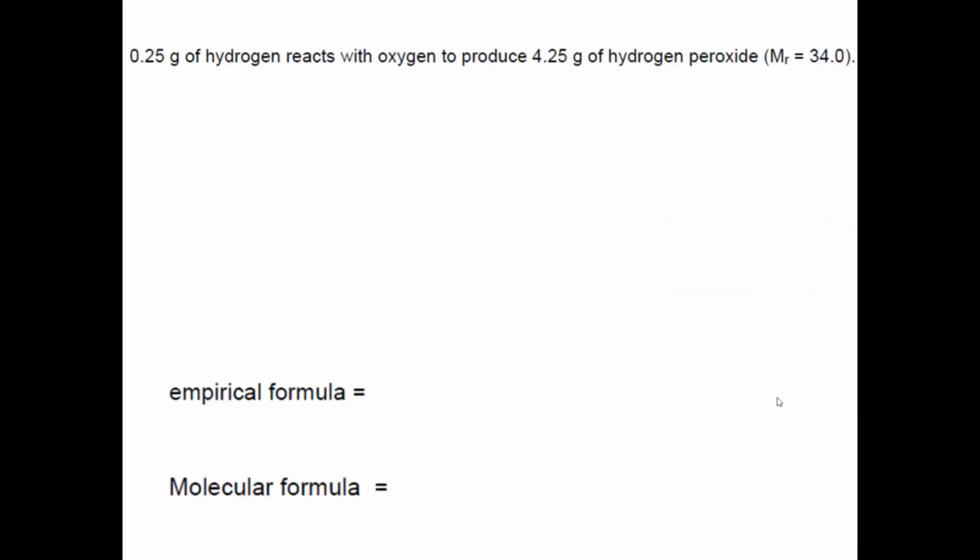You've got 0.25 gram of hydrogen reacting with oxygen to produce 4.25 gram of hydrogen peroxide. And the Mr is given, because you need to work out the molecular formula eventually. So what do we have? We've got hydrogen and oxygen. Hydrogen is 0.25 gram. How much oxygen? They didn't tell you, but they told you the total. The total is 4.25 gram minus 0.25, which is the hydrogen. That means oxygen is 4 grams. The Ar for hydrogen is 1, for oxygen is 16.